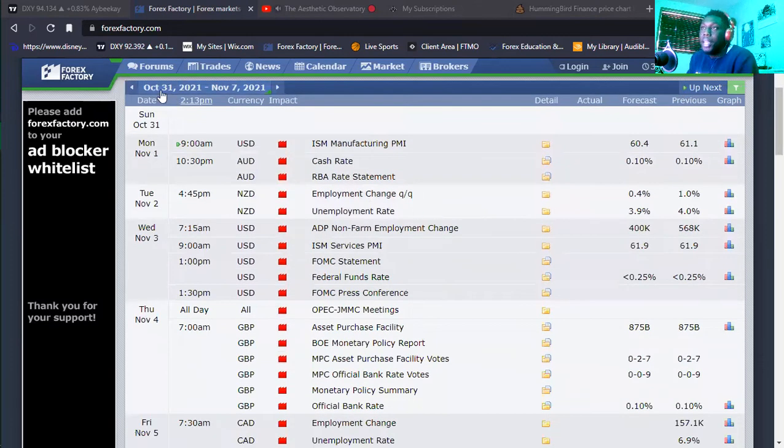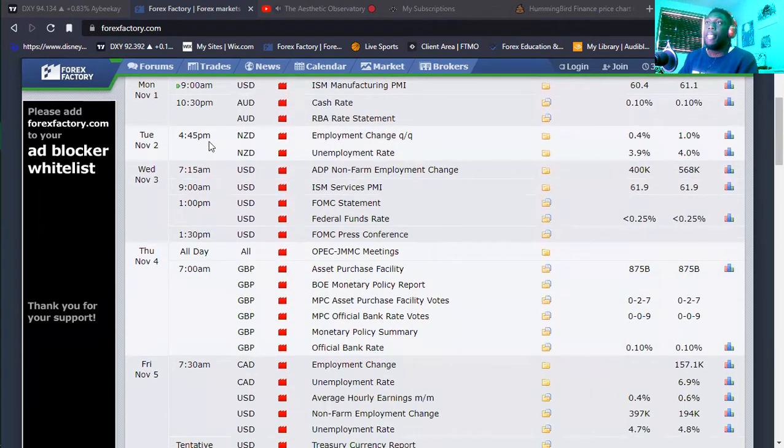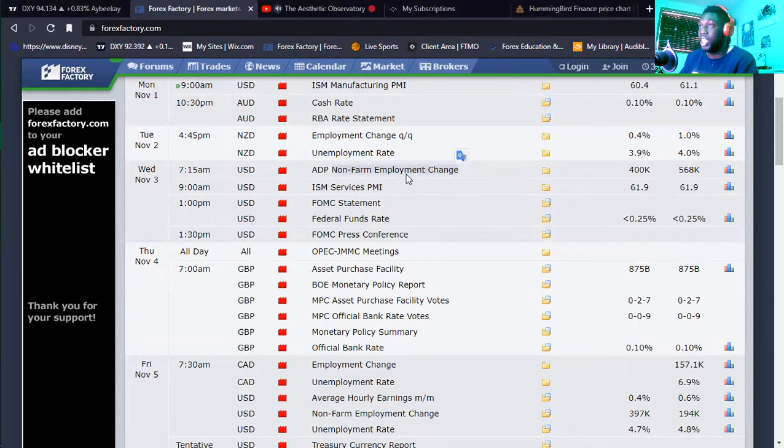So Monday we have, at 9 a.m., the US dollar PMI. At 10:30 p.m. Central Standard Time, we have Australian dollars with the cash rate statement and the cash rate news. At 4:45 p.m. Central Standard Time for the NZD, we have the employment change and unemployment rate. Wednesday, November 3rd, at 7:15 a.m. Central Standard Time, we have ADP non-farm employment change. At 9 a.m. USD, we have ISM services PMI, and at 1 p.m. we have the FOMC statement.